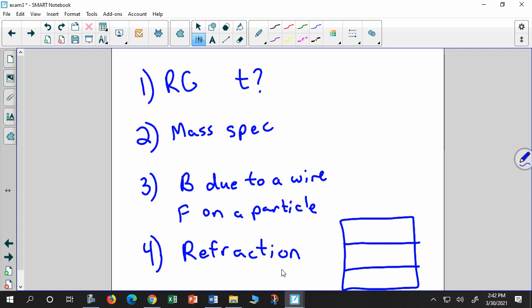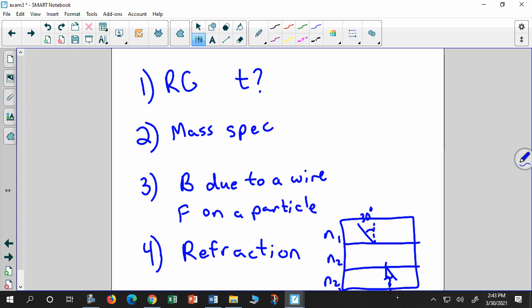a figure that looks like this with the indices of refraction N1, N2, and N3. I'll tell you the initial angle. So I'll tell you this is 30 degrees or whatever it is. And I want to know what is this angle. Okay, what is that angle in that third medium? Okay, I'll work that problem.